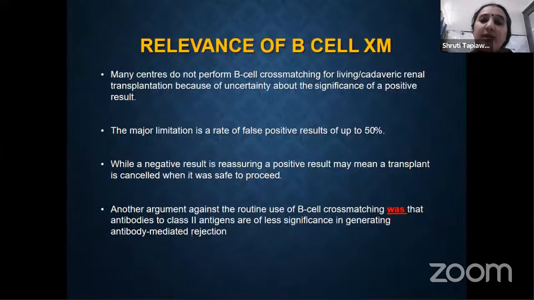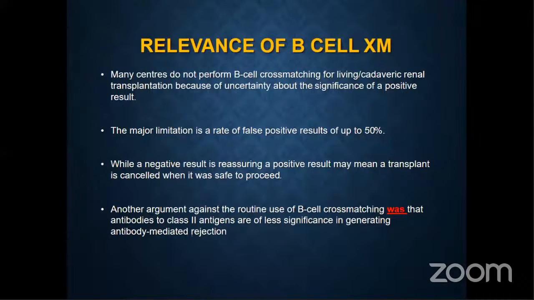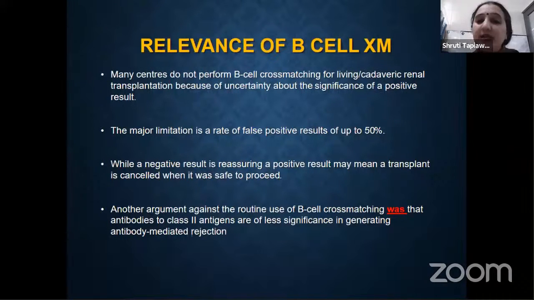Now that brings me to the relevance of B cell. Many centers do not perform B cells and they do a total cross match. Now this will never tell us what type of cross match is coming positive and why we are getting this positive. And it can sometimes prevent a patient from getting a transplant, which is not good. So while a negative result is reassuring, a positive result may mean a transplant is cancelled when it is safe to proceed. So this is very important.